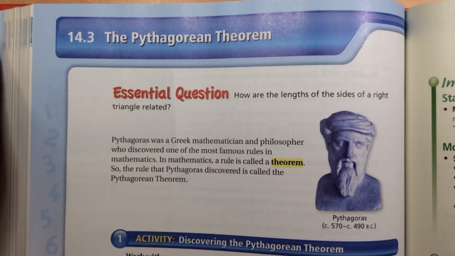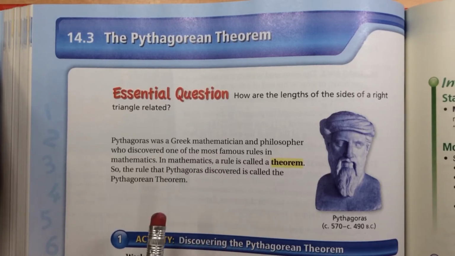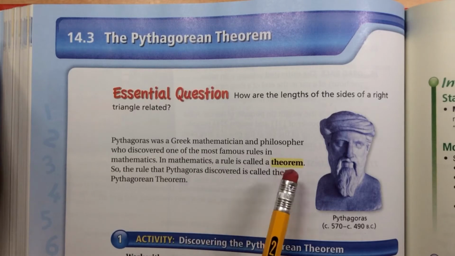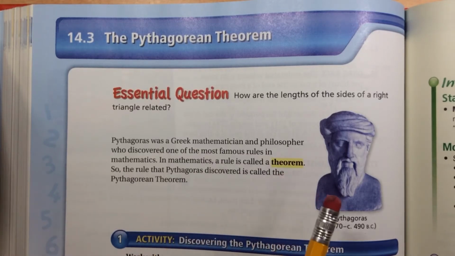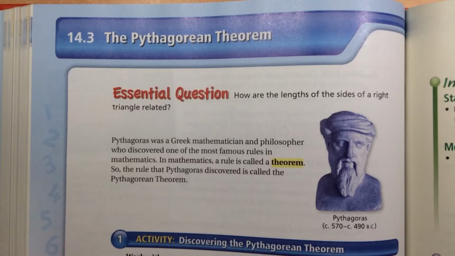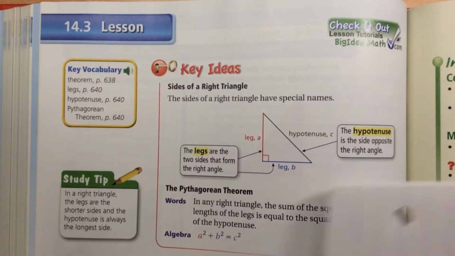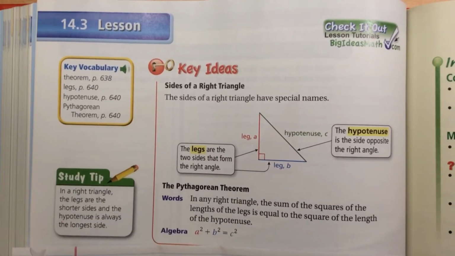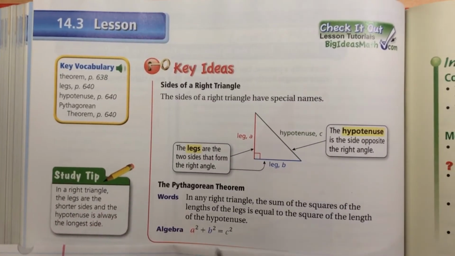Pythagoras was a Greek mathematician and philosopher who discovered one of the most famous rules in mathematics. In mathematics, a rule is called a theorem. So the rule that Pythagoras discovered is called the Pythagorean Theorem. And it's named for this guy who lived more than 500 years BC, which means this guy's over 2,500 years old, which is like Mr. Mendolia was just a boy when that guy was around. That's a long time ago.